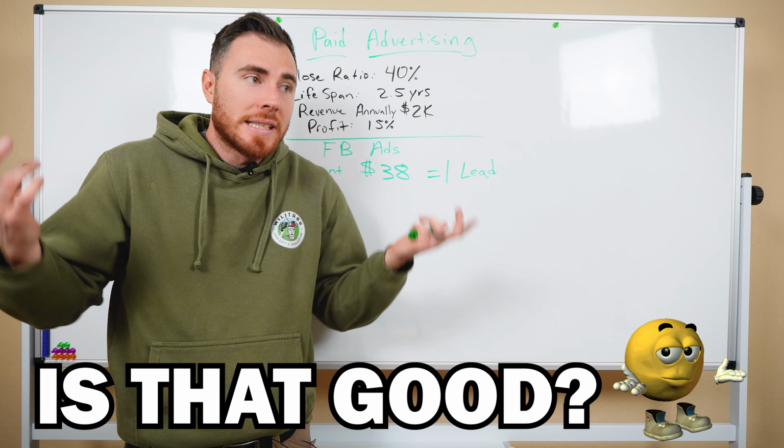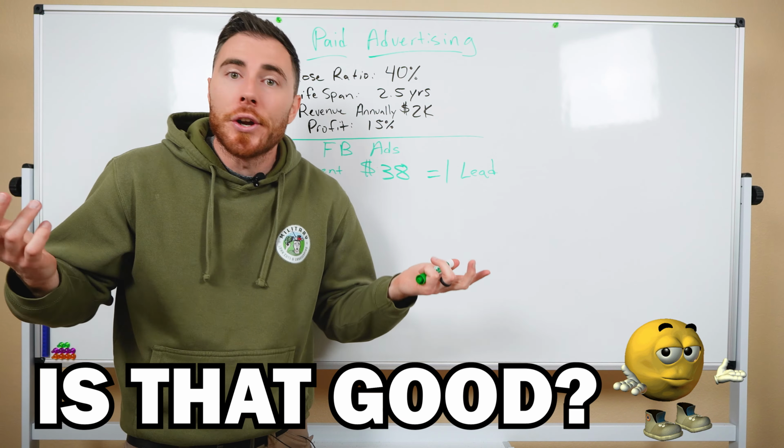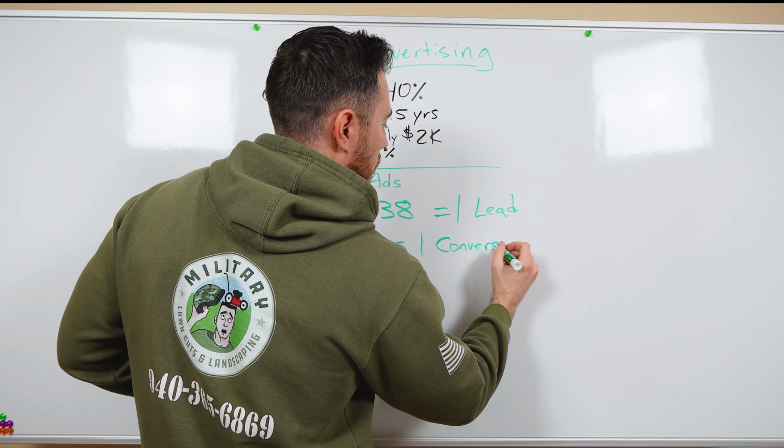Well, the question is, is that good or not? Let's do the math here. I'm gonna pull up my handy dandy calculator. $38 per lead. If we have a 40% close ratio, what does this mean? 100 divided by 40 means we need to get 2.5 leads to equal one customer. You can't really get half a lead, so we're just gonna round up. This means that we need to get 3 leads from our Facebook ads to equal 1 conversion, a paying customer.